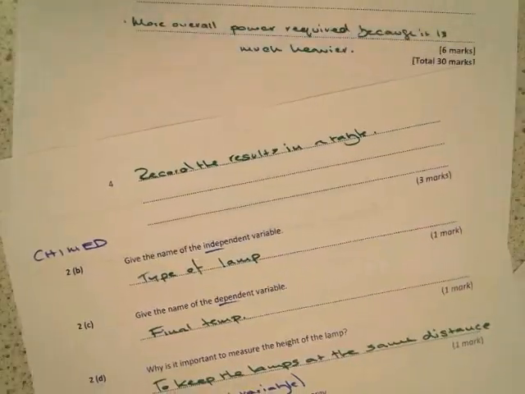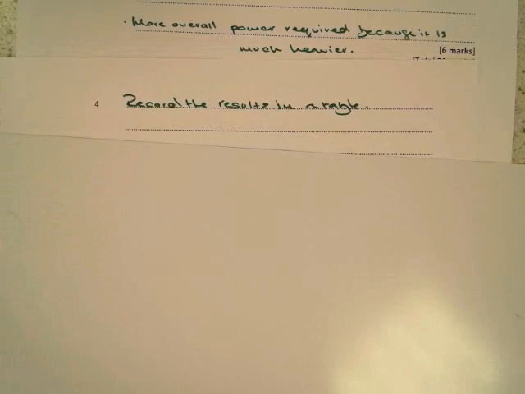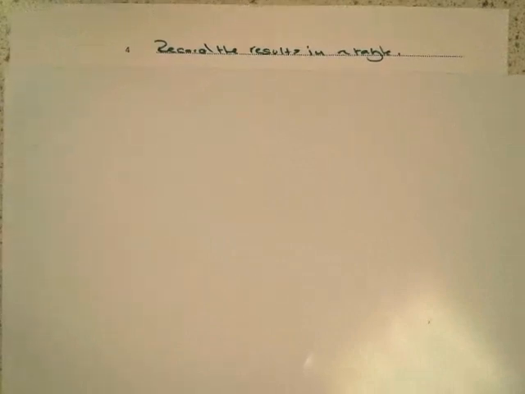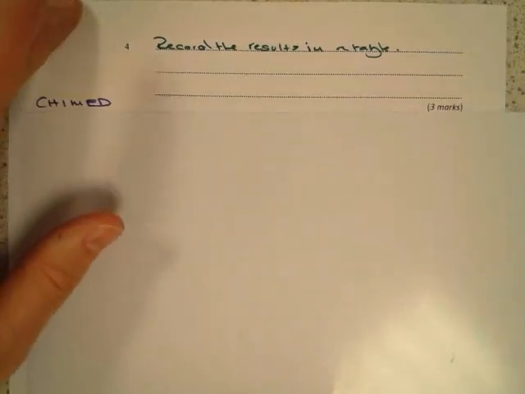The last point is that you want to record your results in a table. The reason we record our results in a table is to make things as easy to analyse as possible. We can clearly see the results and see which lamp has the greatest temperature rise. Okay, so this is where things start to get tricky.